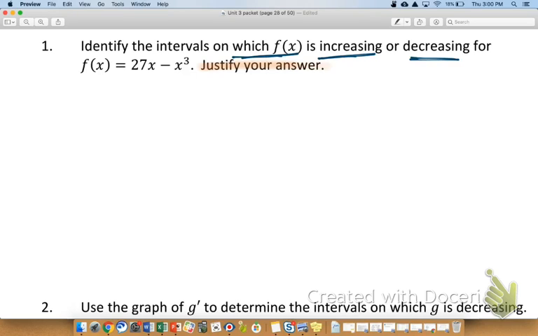So here we go. I'm hoping that at this stage of the game, for you guys to find this f prime wouldn't be too hard. 27 minus 3x squared.